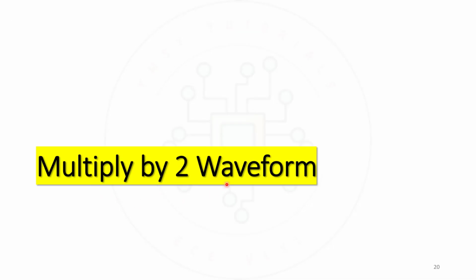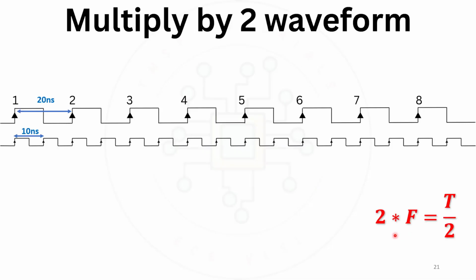Now let us see what a multiply by 2 waveform is. You can see here if you are multiplying the frequency, the time period will get divided. Initially the waveform that I am taking has a time period of 20 nanoseconds. Now here the time period is getting divided by 2. So 20 divided by 2 will give 10. So the output waveform that we are getting will have a time period of 10 nanoseconds. So first be clear with what divided by 2, divided by 4, multiply by 2 and multiply by 4 are. Depending upon this you can understand the next concepts.